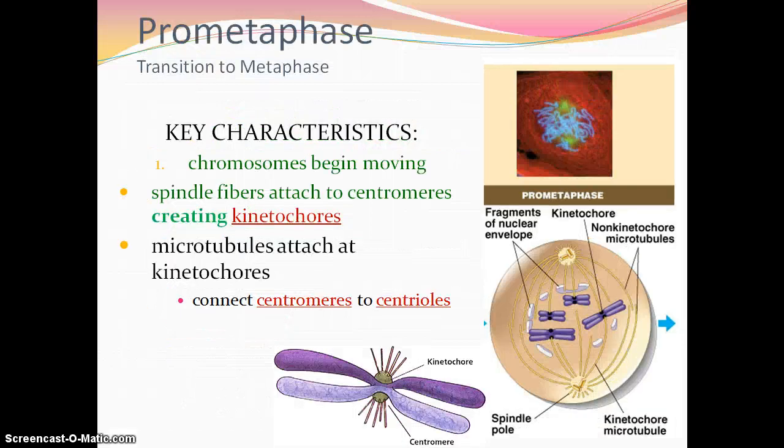The next phase is called prometaphase, and this is that transition phase between prophase and metaphase. Its key characteristic is that the chromosomes begin to move. As that video again was showing, that movement is helping them get to that central portion, what we consider the metaphase plate. And what's occurring now is those spindle fibers are starting to attach to the centromeres, creating that kinetochore, that little protein connection that is occurring between the centromere and the mitotic spindle.